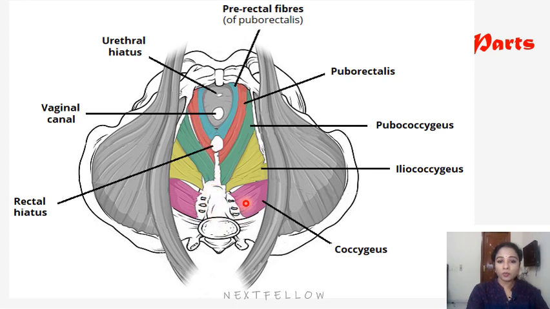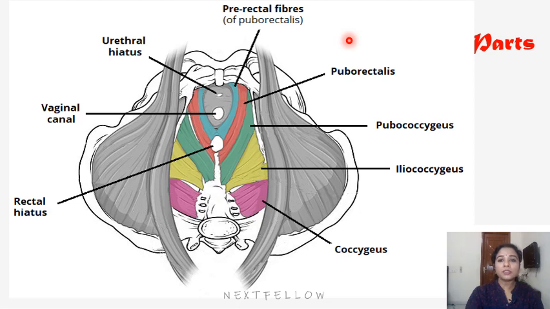So the posterior-most muscle is the coccygeus muscle here, and in front of the coccygeus we can see different colors. All these are the parts of the levator ani muscle. So levator ani and coccygeus are covered by parietal pelvic fascia and associated with connective tissue which spans underneath the pelvis.